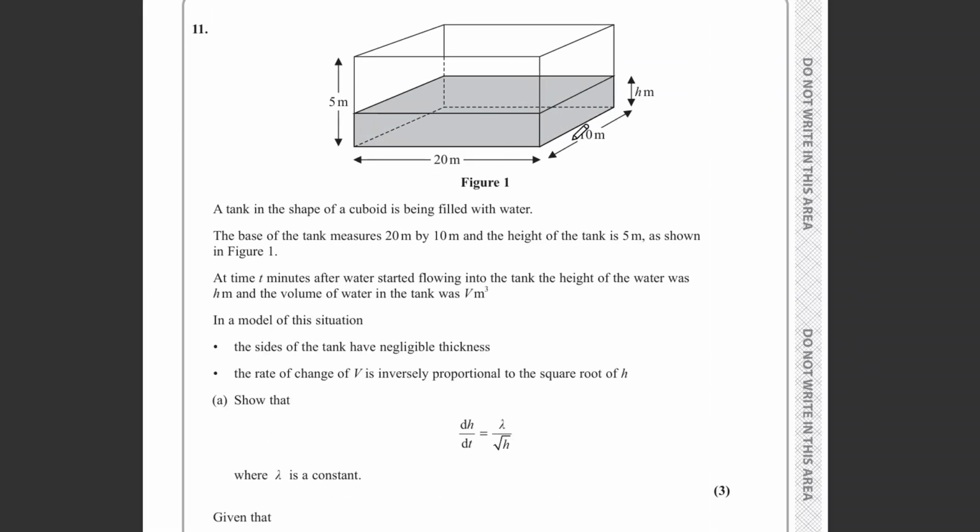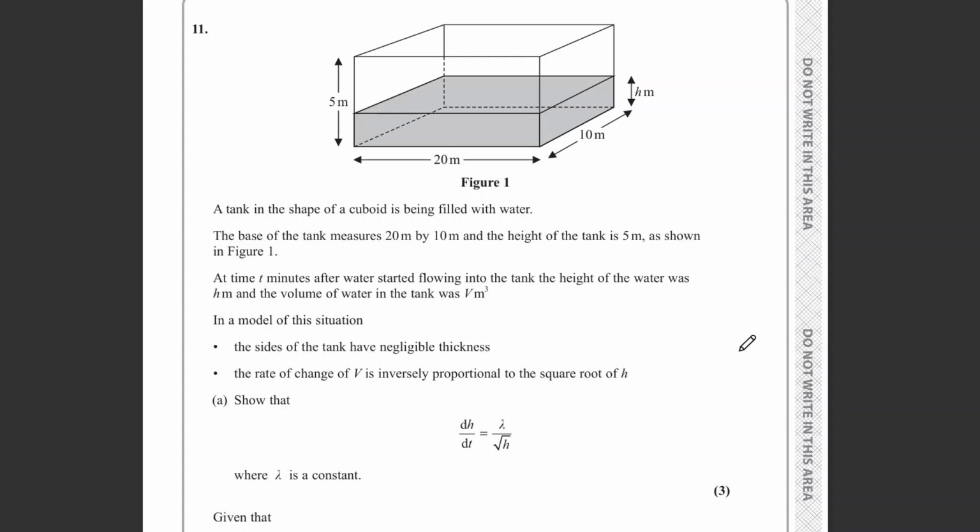So for part A, we're given this diagram here, and we're told it's a tank in the shape of a cuboid and it's being filled with water. The base of the tank measures 20 by 10 as we can see, and the height of the tank is 5 meters as shown. At time t minutes after water started flowing into the tank, the height of the water was h meters and the volume of water in the tank was v meters cubed. We are told that the rate of change of v is inversely proportional to the square root of h, and for part A we need to show that dh over dt is equal to lambda over root h, where lambda is a constant, for 3 marks.